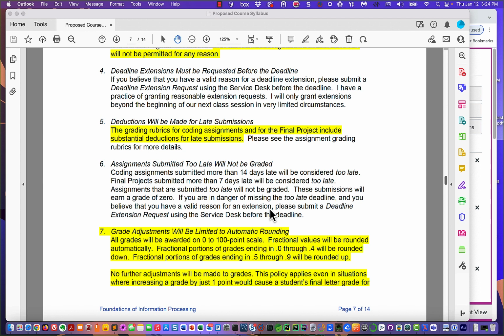That's all we do. Even if one more point on one assignment would get you from a B plus to an A minus, we're not going to do it. Okay, we're just going to round. That's it. So with that in mind, do all the work to get the points when you can still get the points, okay? Because there's no case to be made after the fact.